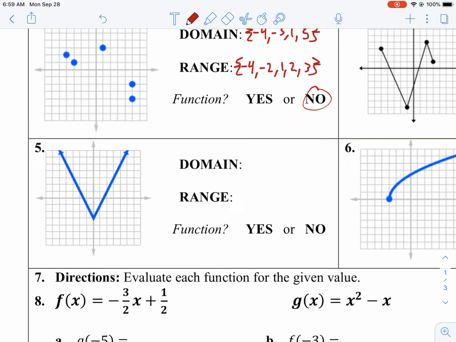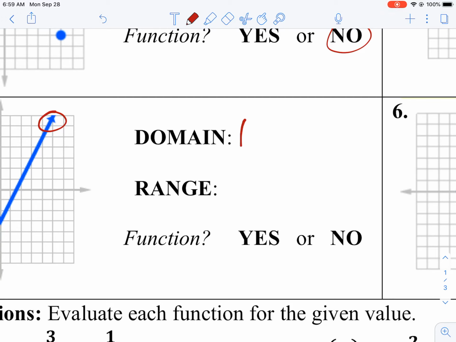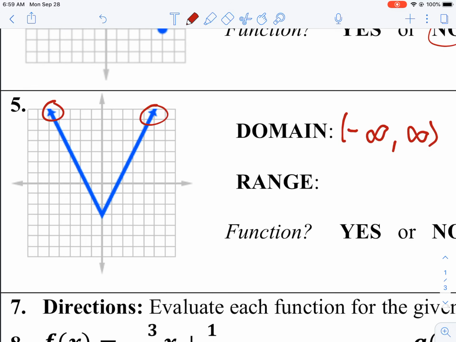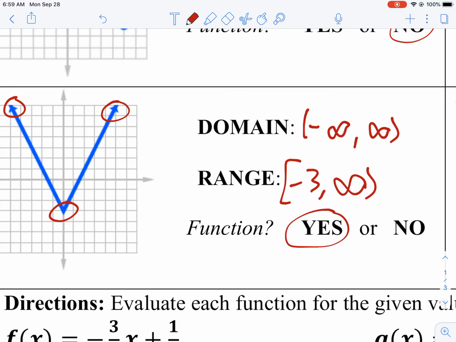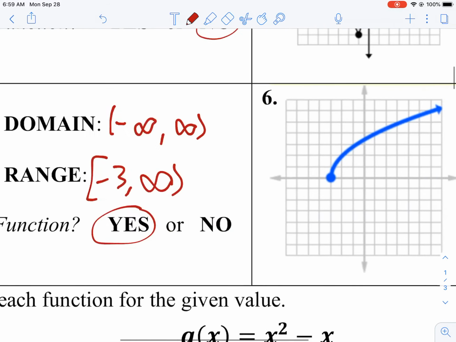Number 5, here we have arrows, so this is going to be a little bit different. We notice we have arrows on left and we have arrows on right. So this time, that's going to be -infinity to +infinity, when you have arrows on both sides. For range, though, we don't have an arrow on the bottom. Looks like the range starts at -3, but then we do have arrows on top, so that'll be going to infinity. And this is a function, it's a v. That's the absolute value function.